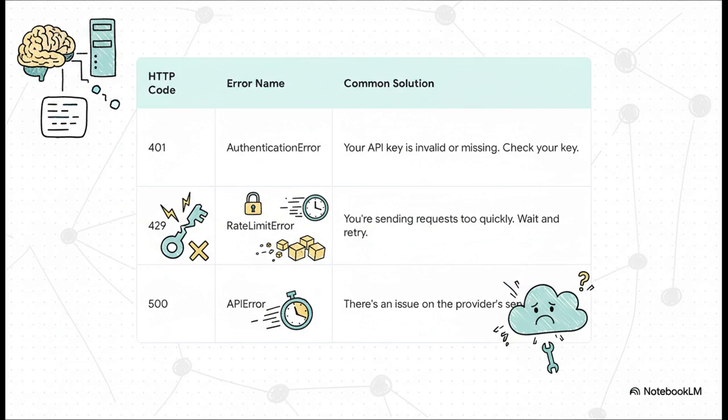A 401 error just means your API key is wrong. Simple fix, just check your key. A 500 means the problem's on their end, not yours, so you should probably just wait a minute and try again. But the really interesting one is the 429, the rate limit error. This means you're just sending requests too fast.